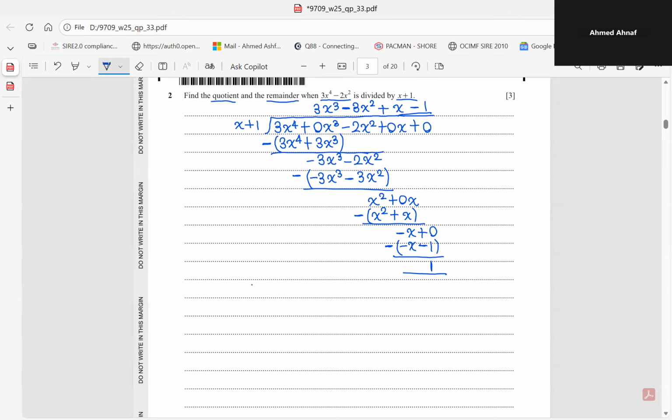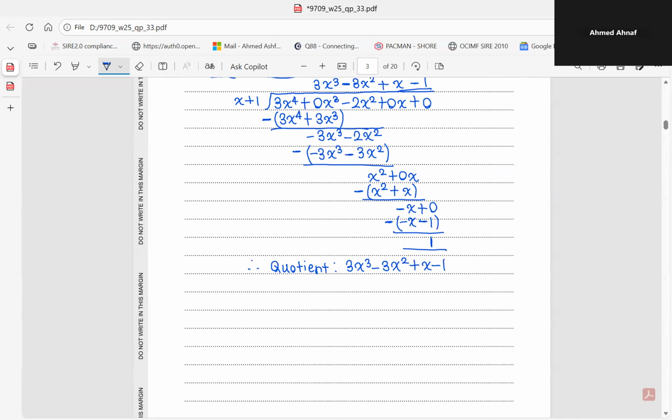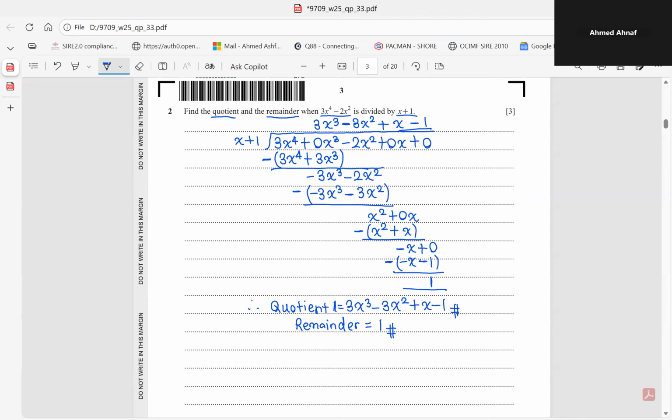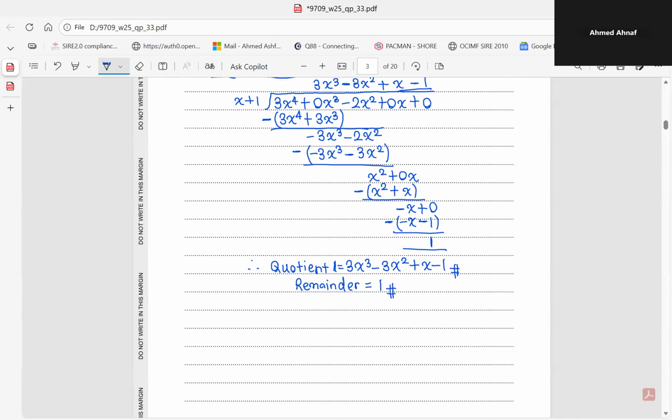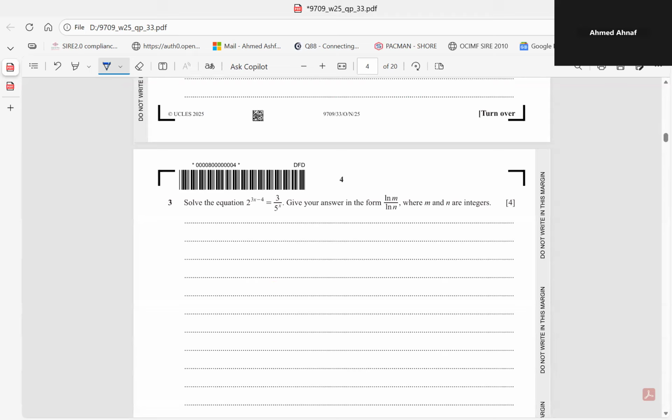And hence we can conclude that our quotient is this whole polynomial up here. So the quotient is 3x cubed minus 3x squared plus x minus 1, and our remainder is just 1. So yeah, these two will be our final answers for this entire question. Let's head on to the next question.